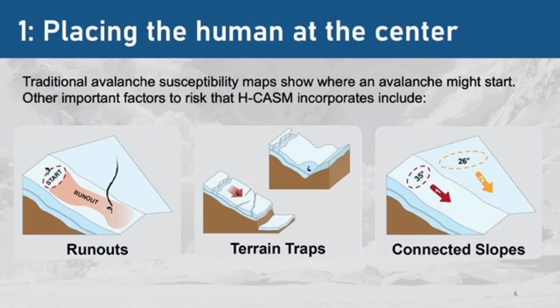And then finally, connected slopes. So we all are used to hearing that like 30 to 45 degrees is avalanche terrain. And yeah, generally it is. But if that prime 35-degree slope slides, it can bring the connected 26-degree slope with it. So it's still important to understand where those lower angle slopes are if they're connected to your avalanche terrain.